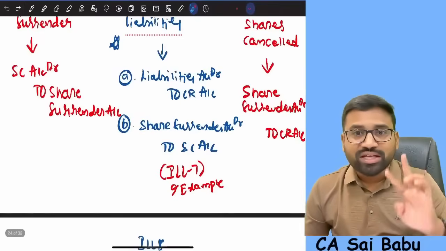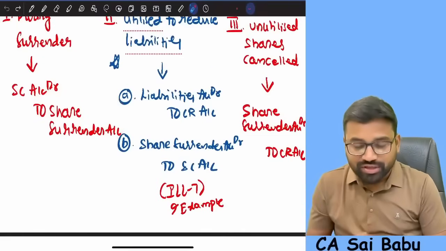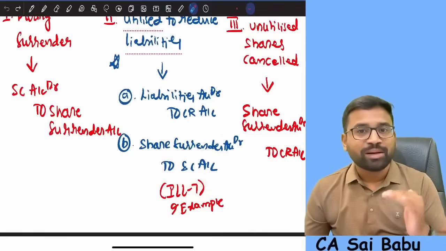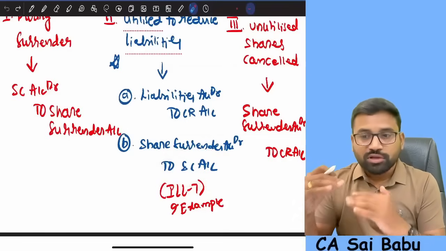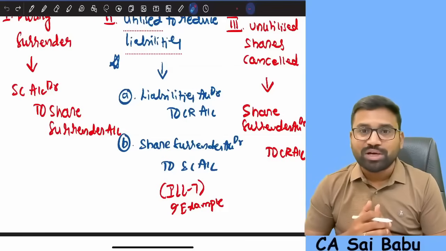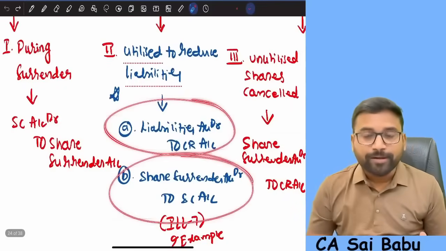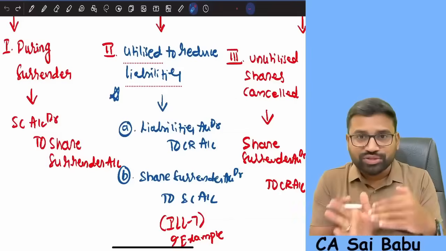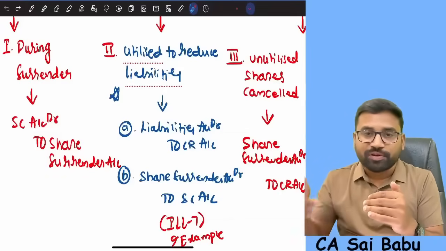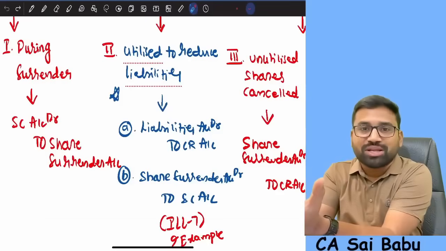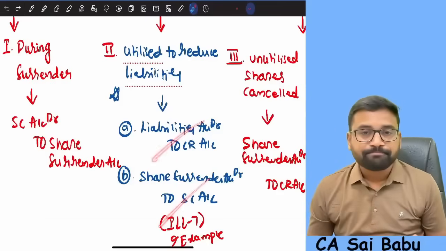So here two entries will come. One is the share surrender amount will be first converted into securities, either equity share capital or preference share capital. So share surrender account debit to share capital account. Now these shares are issued to settle the liabilities. So important: first share capital to share surrender, then share surrender to share capital, either equity or preference. Now these shares we are issuing to the debenture holders or maybe liability holders. So liabilities to capital reduction account.